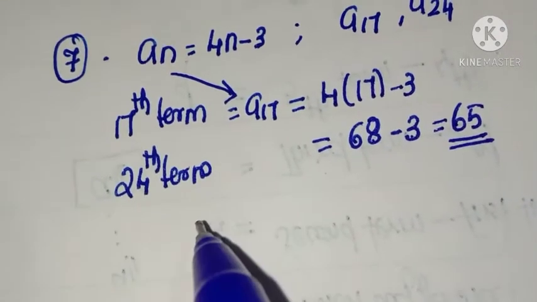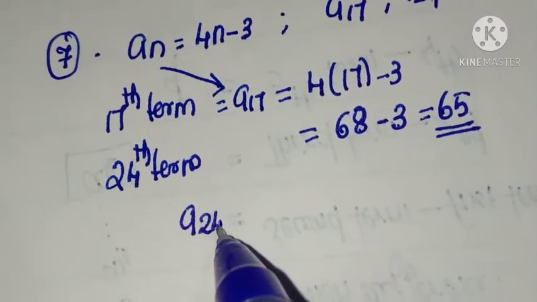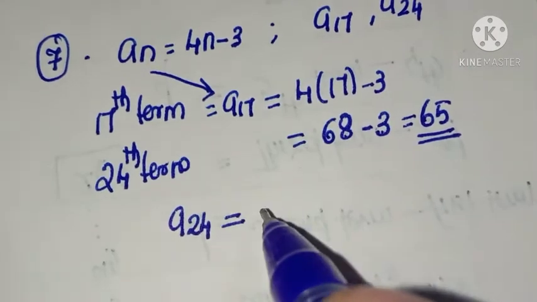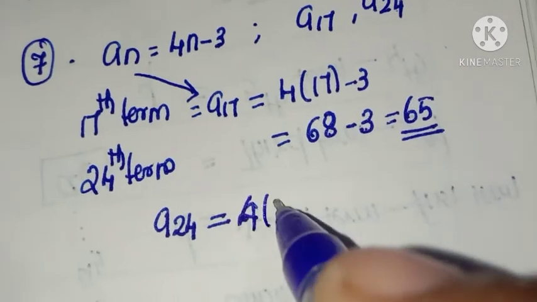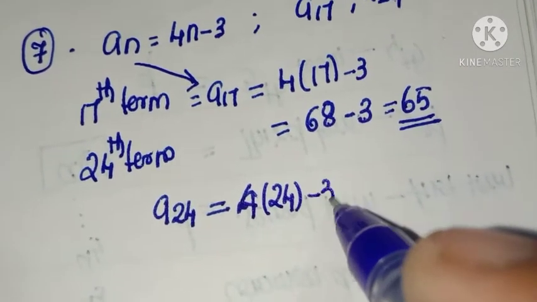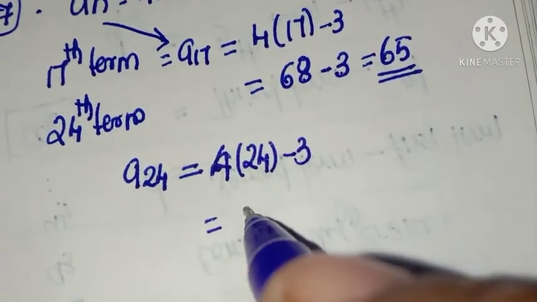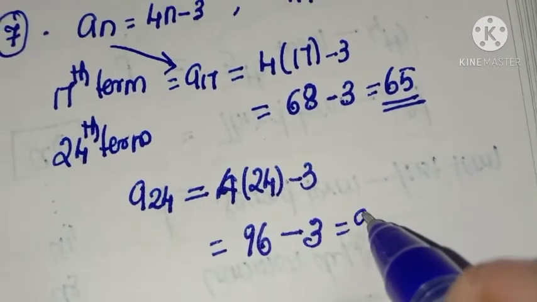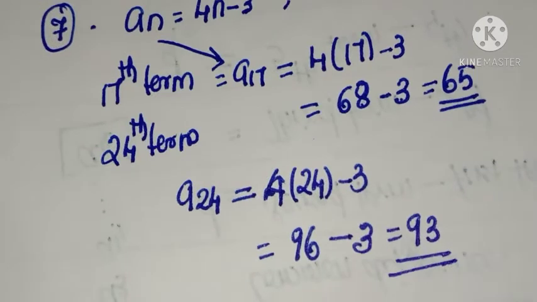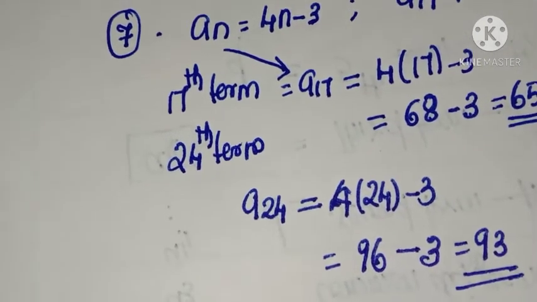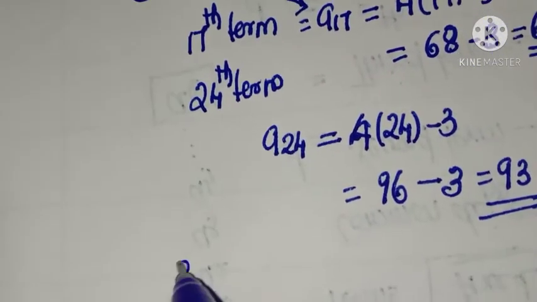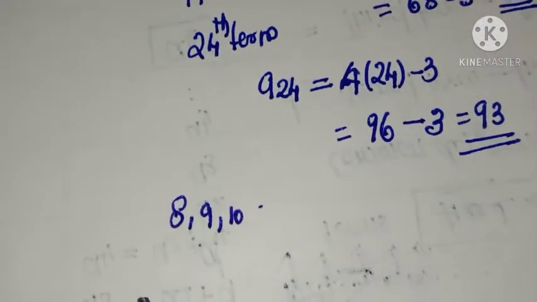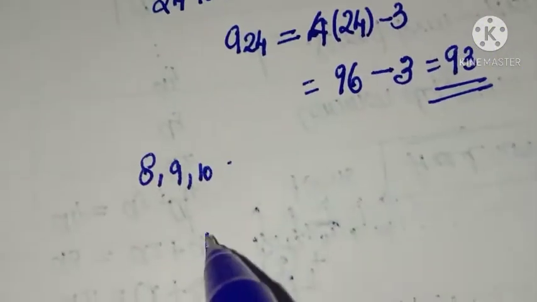Now 24th term. 24th term means A24. So put n equal to 24 here. So 4 into 24 minus 3. 4 into 24 is 96. 96 minus 3 is 93. Okay. Similarly do the other 3 problems, 8, 9, 10.